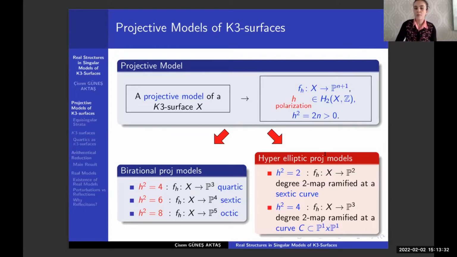When we come to hyperelliptic models, we can look at these two particular cases where H square is 2. In this case, the map is a degree 2 map ramified at a sextic curve, and in the second case where the square is 4, we obtain this map as a 2 map ramified at a curve C like this.